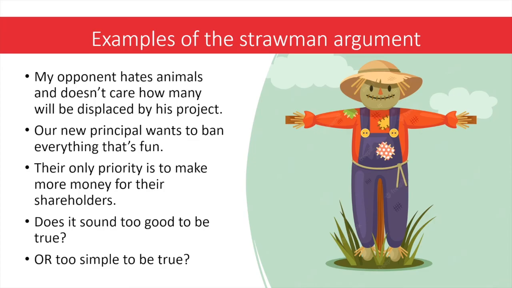Then, their only priority is to make more money for their shareholders. So zoning in, focusing on one point of the argument and making it seem as if it is true. One tip over here with a straw man argument to tell if someone's using it on you. Does it sound too good to be true? Or does it sound too simple to be true? Then you know you might be gaslighted by a straw man argument.